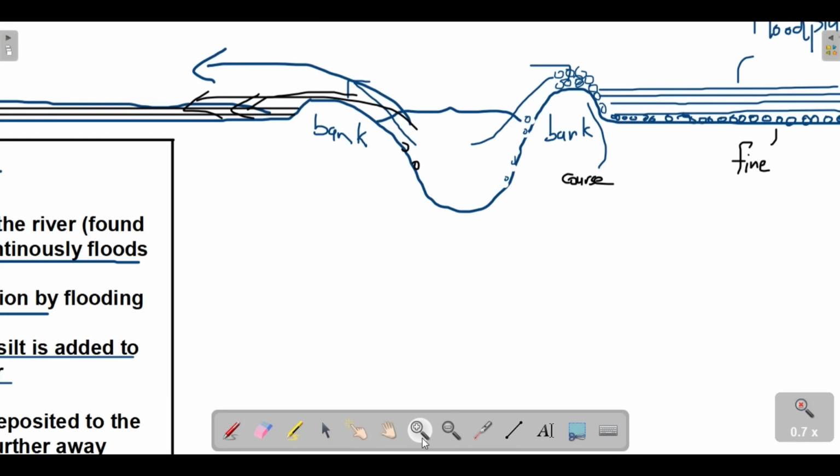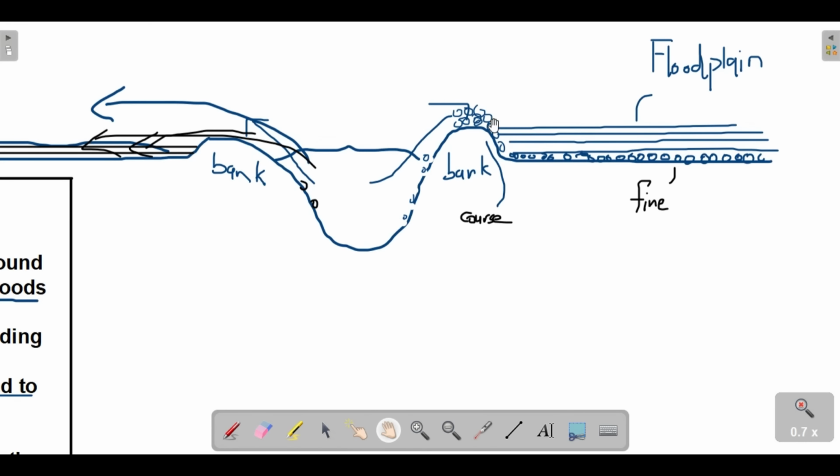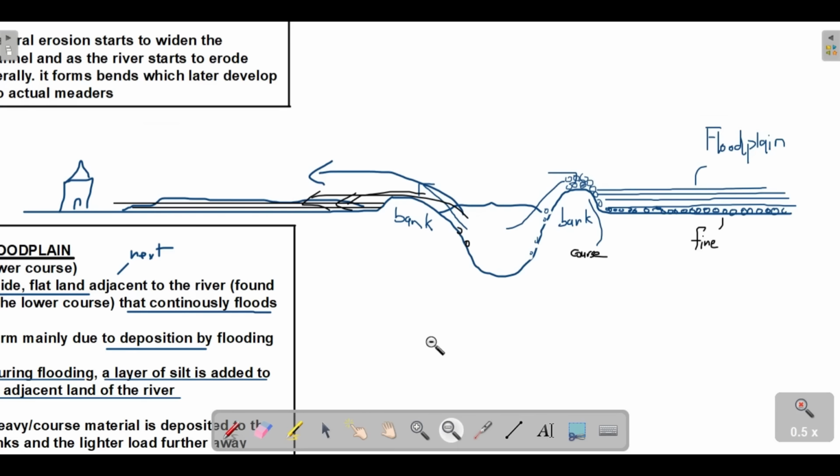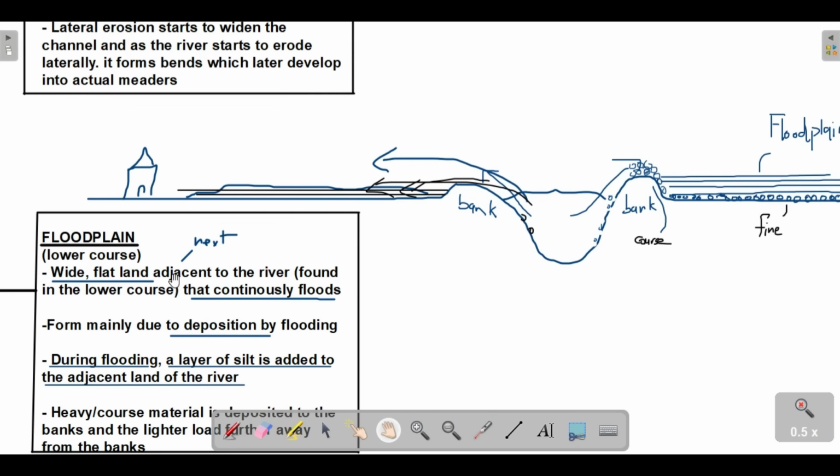Now, if you were to ask why the coarse material would be deposited first and the fine material deposited away from the river: if you think about it, it's quite difficult to move heavy materials over a long distance. Hence we see the coarse material on the banks of the river, and the finer material away from the river, because it's much easier for the flowing water to transport fine materials away from the river. I hope you got that.